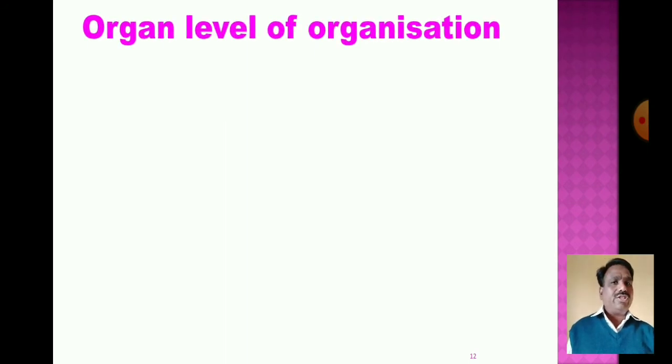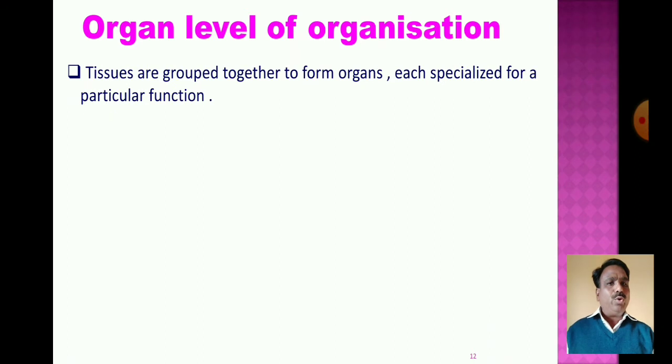Next we go to the organ level of organization. In the organ level of organization, there is the formation of organs from tissues with a common function. Tissues are grouped together to form organs, and each organ is specialized for a particular function.